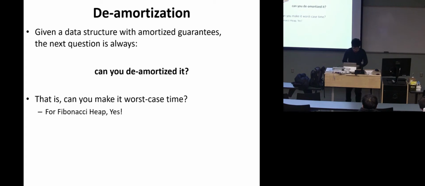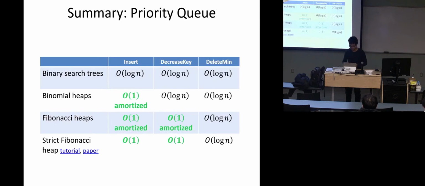And for Fibonacci heap, it turns out that it is the case. In, I think, STOC 2012, people showed how to get this time, which is constant, but it's worst case. So that's cool, but it's complicated, so I don't teach it. Okay. Good. Any question before I move on to the new thing?